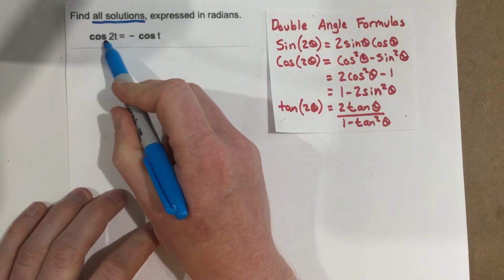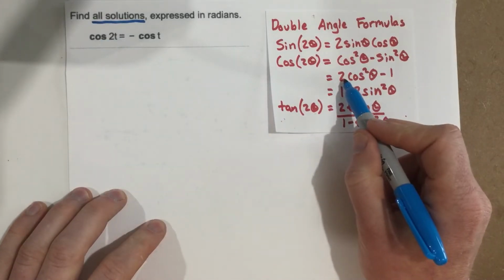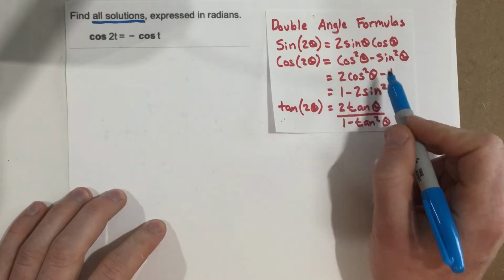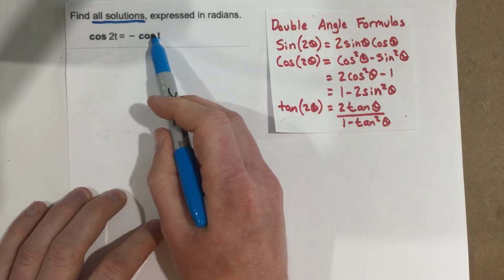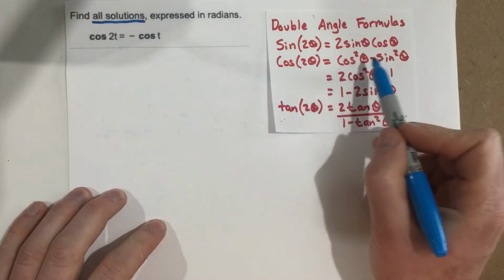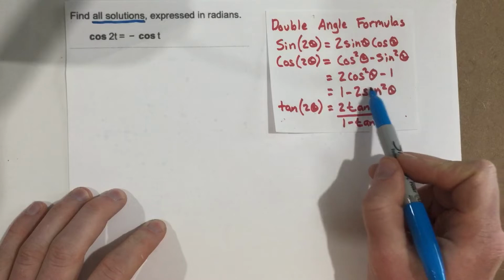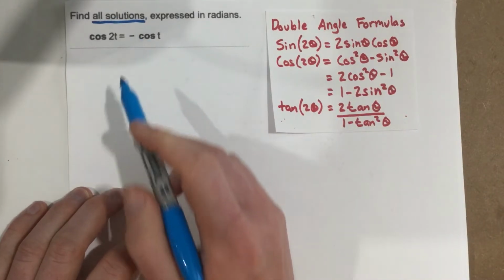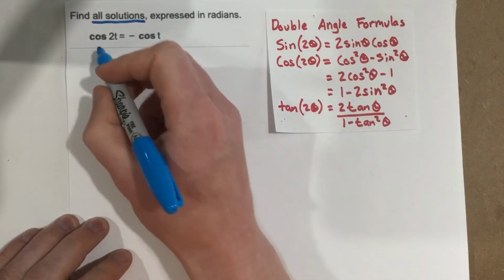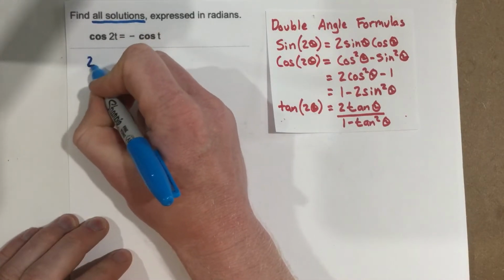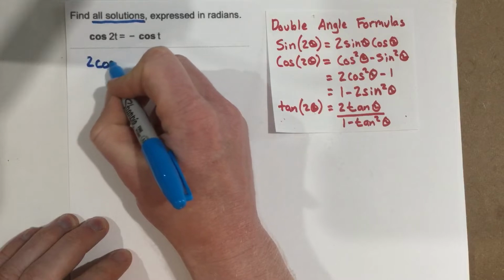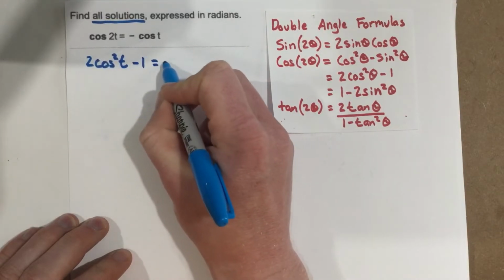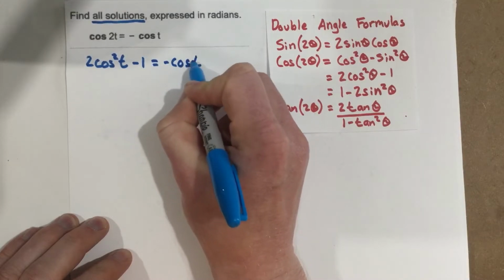So cosine 2t, I can rewrite that as 2 cosine squared t minus 1. I'm going to pick the middle equation just because that one has cosine in it and has no other signs. So you see the top equation has a sine in it, the bottom one has a sine in it. I want to keep this only one function, so I only want to use cosine. So I'm going to say that this is 2 cosine squared t minus 1 equals negative cosine t.